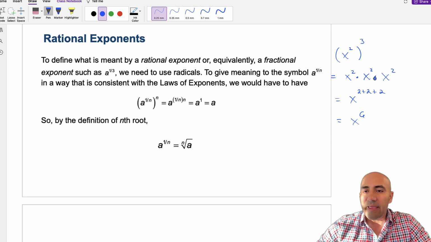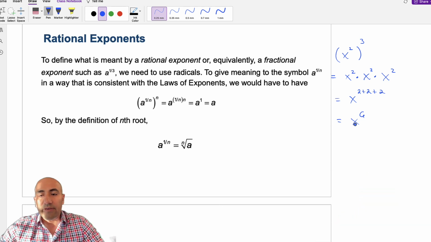Likewise, you can also kind of expand this. There's 2 copies of x here, 2 copies of x here, 2 copies of x there. In total, there are 6 copies of x. So our rule is that x to the 2nd power raised to the 3rd power, an exponential number raised to another exponent, is the same thing as multiplying those 2 exponents, which gives us x to the 6th power. So hopefully that sounds familiar. And so that's what they're saying here, that if we're going to define what a fractional exponent means, we have to be consistent with this rule.